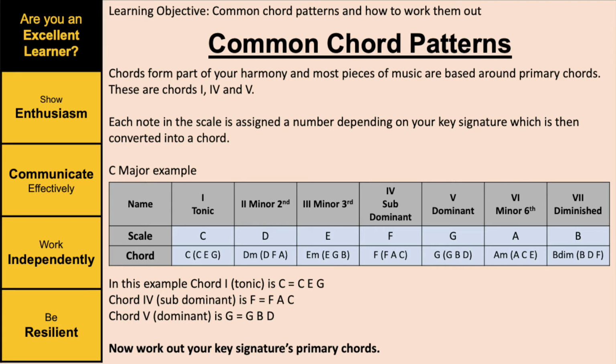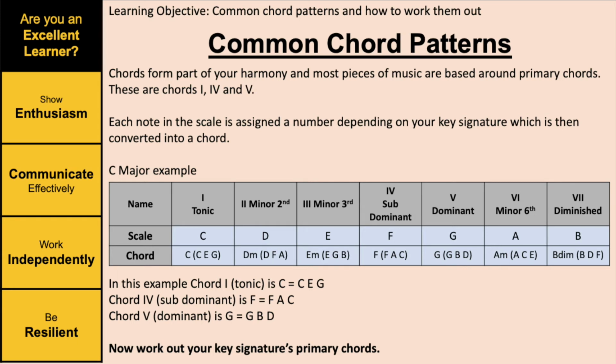And then underneath each one, I've written the name of the chord and then what notes are in that chord. So for example, under 1, which is the tonic, it's a C chord, it's a major chord, and the notes in that C chord are C, E and G. Now we're going to look for the other two primary chords. So the 4th is F.